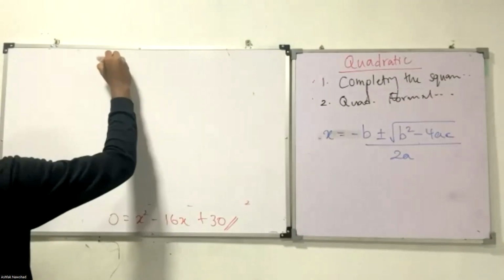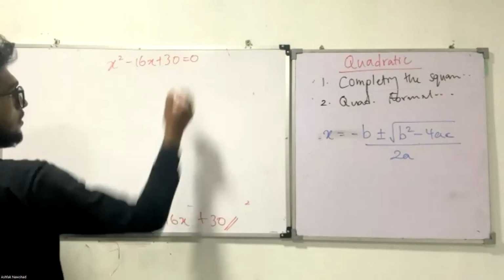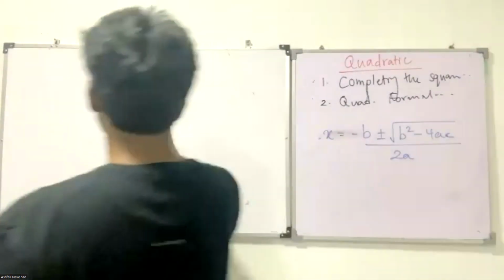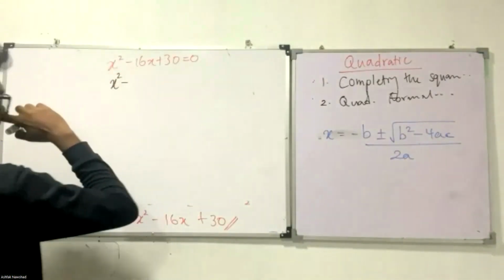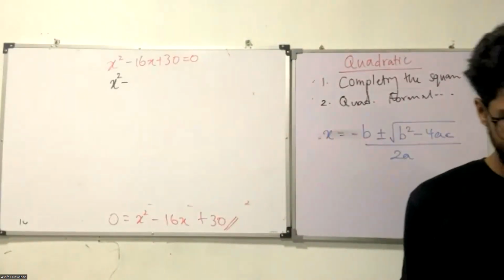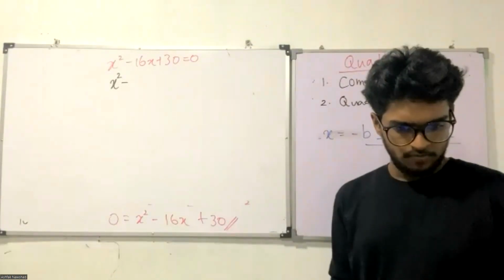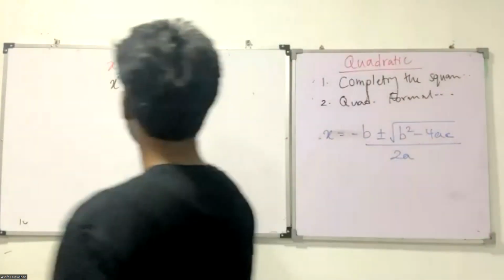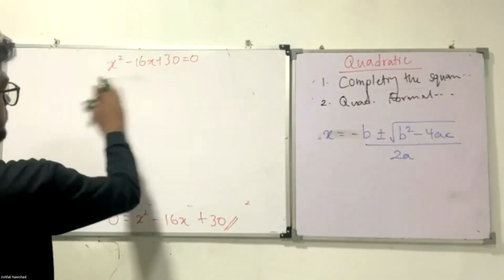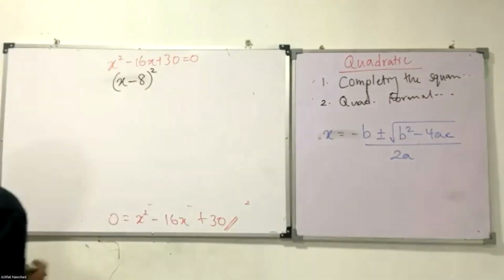This is the equation: x squared minus 16x plus 30 is equal to 0. I'm going to complete the square. It is x squared minus, see, what is half of 16? Half of 16 is 8. So minus 8x, sorry, I'm just writing x minus 8 squared, right?